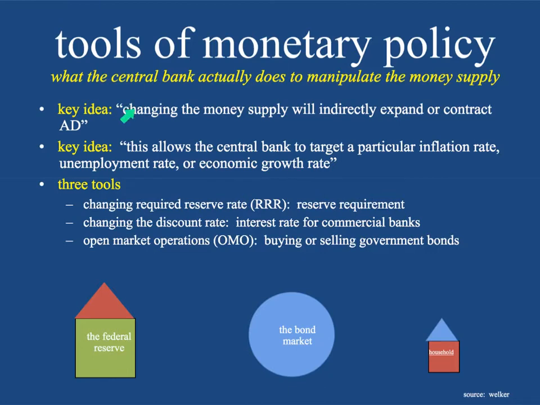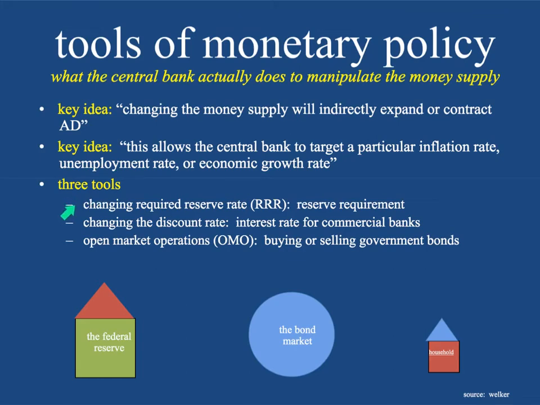Because monetary policy changes the money supply, and that will indirectly expand or contract aggregate demand, central banks can use monetary policy to target a particular inflation rate, unemployment rate, or economic growth. That makes this a much more effective way of targeting particular macroeconomic goals: low inflation, low unemployment, and economic growth. So what are these three tools?